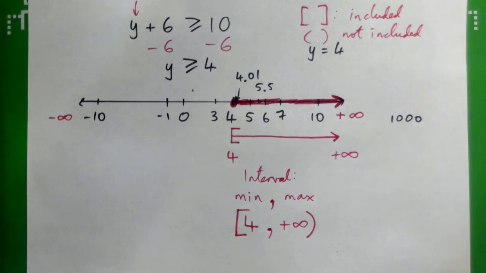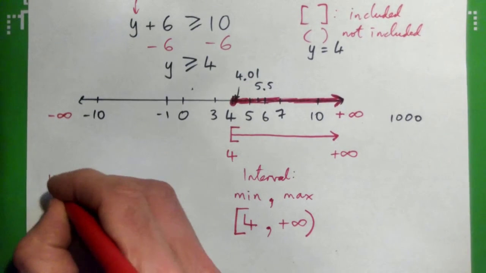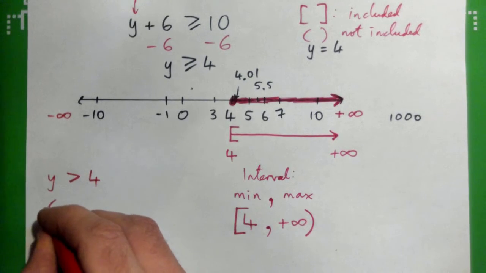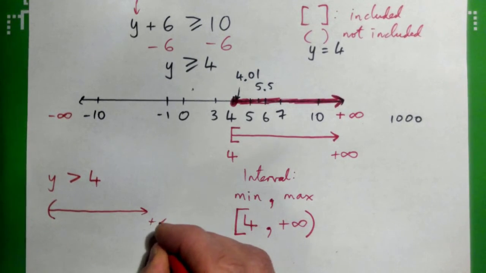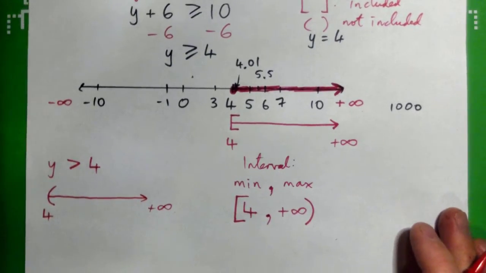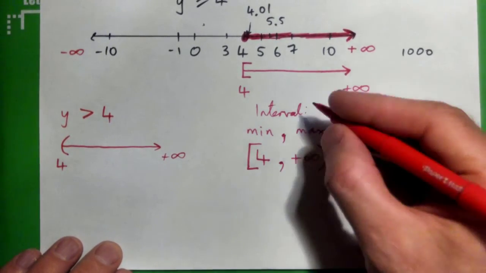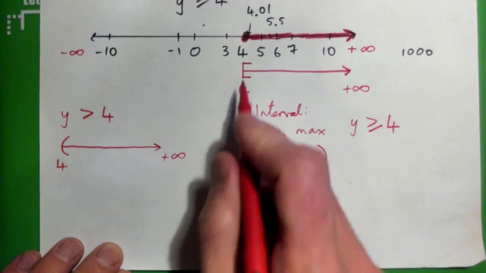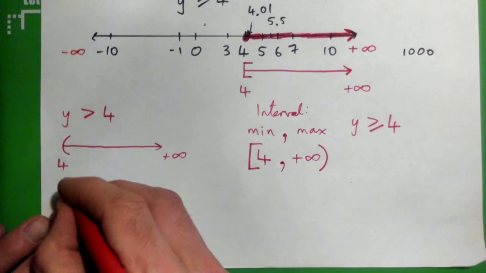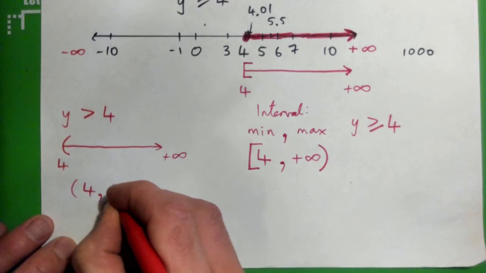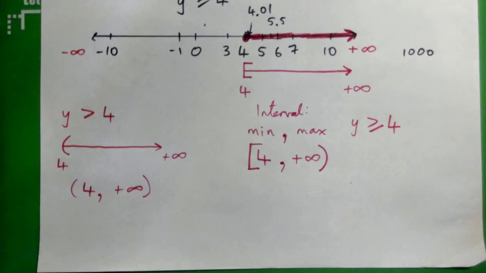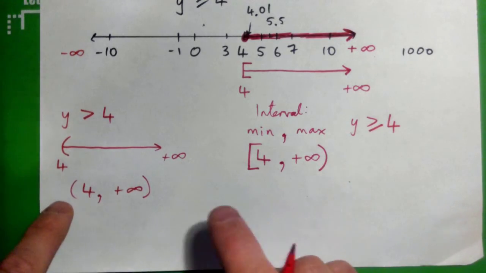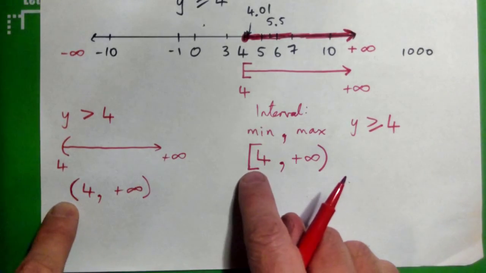Okay. And just for fun, if it was y greater than 4, it would look like this. You would have a parenthesis towards positive infinity, because it's not included. So again, the one we did is y greater than or equal to 4, and that gave us the square bracket on the 4. But y greater than 4 just looks like this, and the interval is just 4, comma, positive infinity with a parenthesis. So that's y greater than 4, and that's y greater than or equal to 4. So see the difference? This one has a parenthesis here, this one has a square bracket, right?